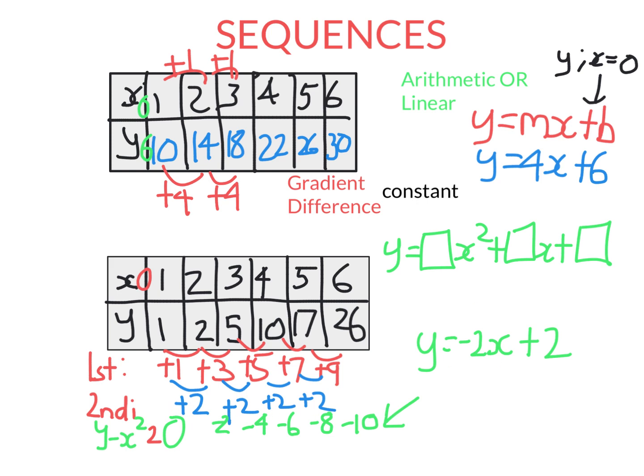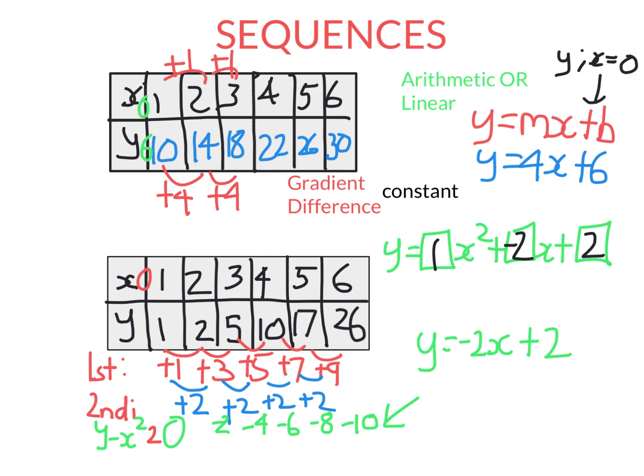So for the quadratic sequence, it's simply going to be y equals 1x squared minus 2x plus 2. So that again is the rule that tells you how to get the y value from the x value. If you take the x value, square it, subtract 2 lots of it, plus 2, you get the y value. So 2 squared minus 2 times 2 plus 2 is that. 3 squared minus 2 times 3 plus 2 gives you 5, and so on.